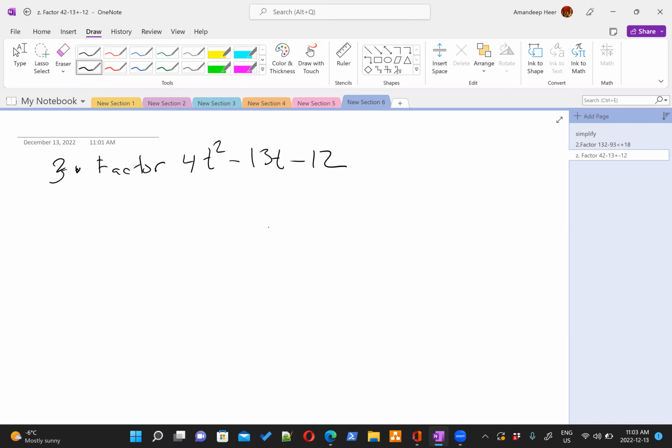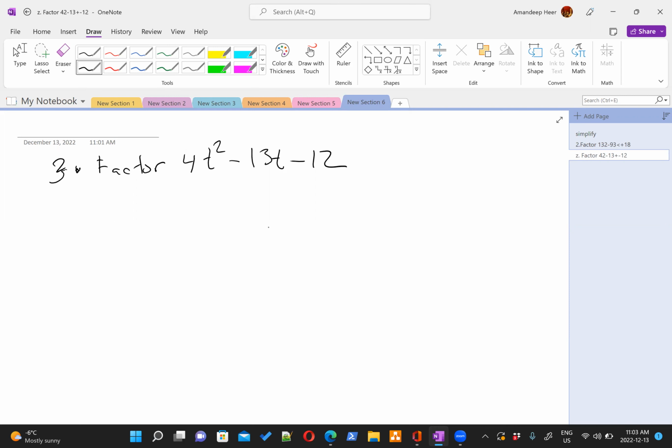Here in this case it is t squared. Look at something very interesting here: the number in front of t squared. It's 4. Not 1, it's 4. In the other example, we had a trinomial where the number in front of x squared was 1. Here the number in front of it is 4. So the technique is going to be slightly different, but the same idea applies.